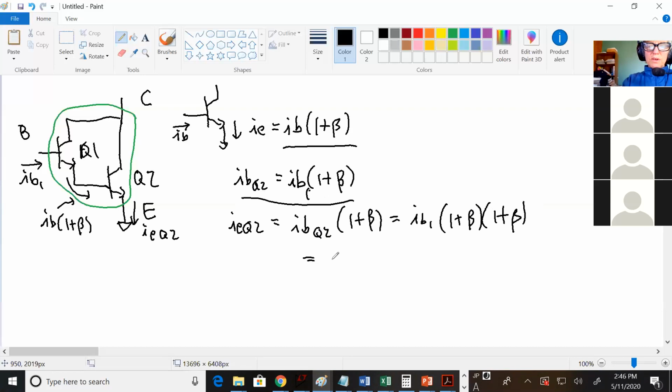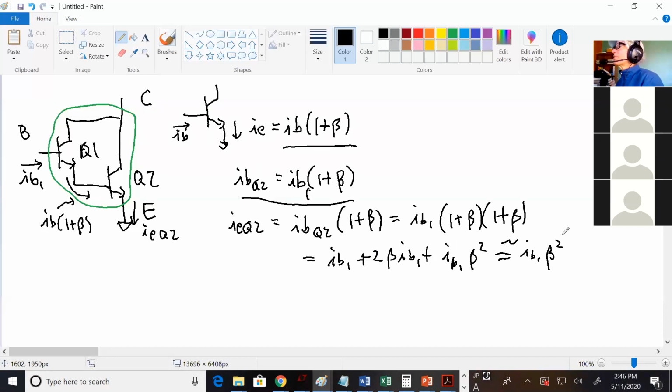And you end up with IB1 plus 2 beta IB plus IB, oh, we should keep these, IB1 beta squared. Which term do you think dominates? IB1 beta squared. So what the Darlington pair gives you is an extra beta worth of current.